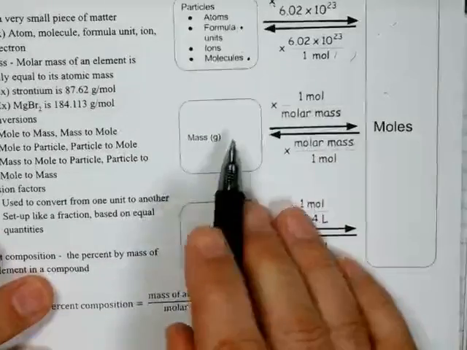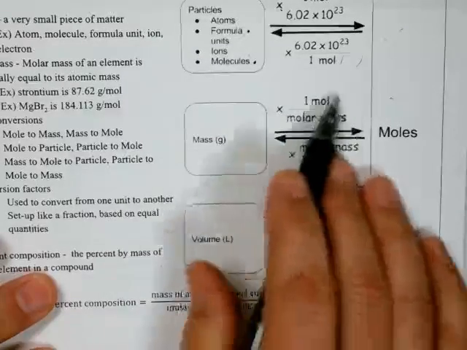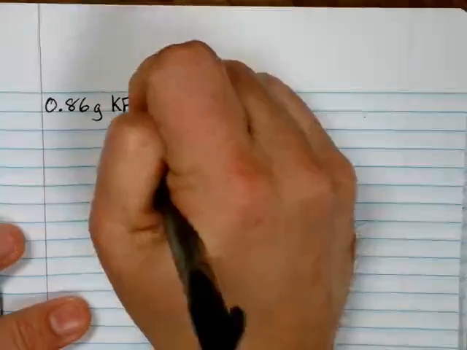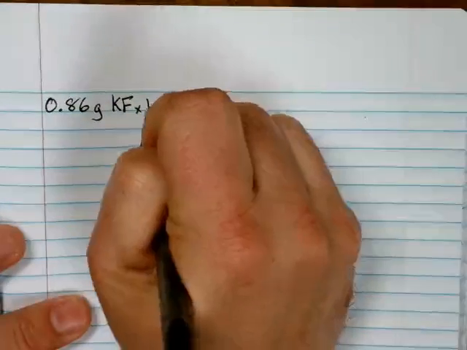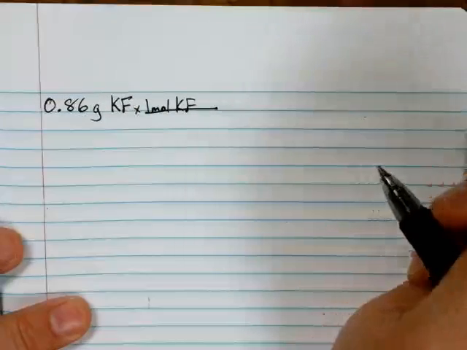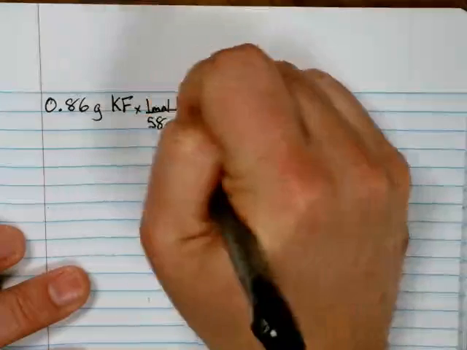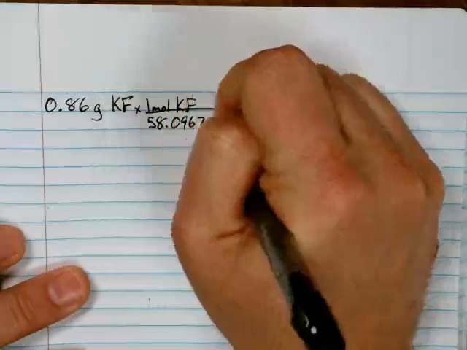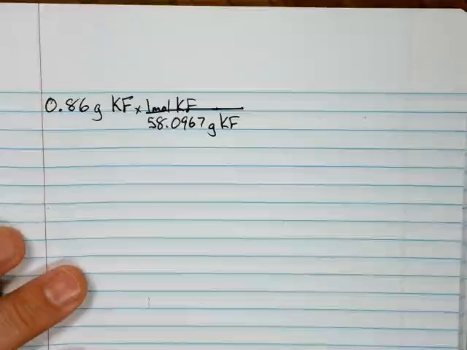So since we're converting from mass to moles, we want to go with this conversion factor, and y'all did that, right? Okay. So 1 mole of potassium fluoride is equal to, what's the molar mass of potassium fluoride? 58.0967. Perfect.